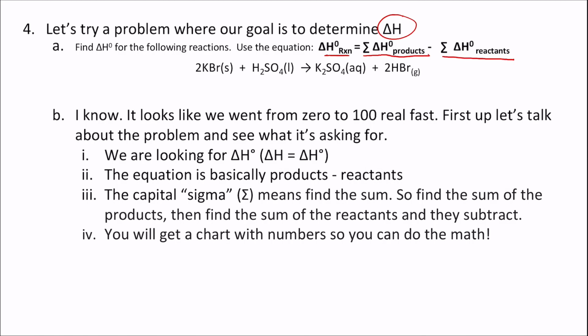First of all, we're looking for delta H with this little prime, this little 0 up here. For this year, don't worry about the prime. It doesn't make a difference for us. The equation is basically the products minus the reactants. The other thing that's new is there's a capital sigma, which looks like this E here. That means to find the sum. So find the sum of the products, then find the sum of the reactants, and then subtract.